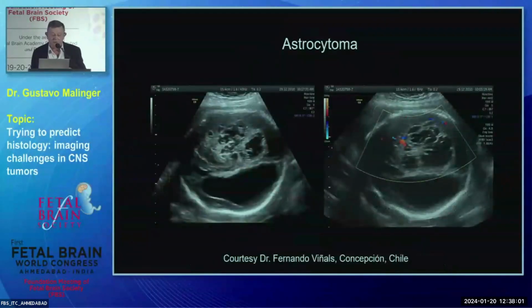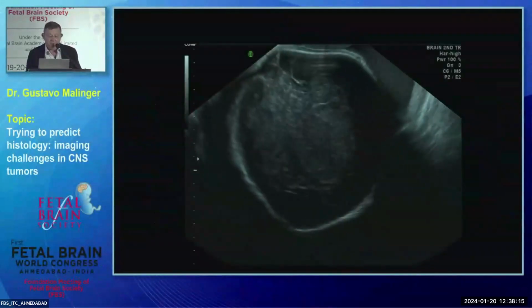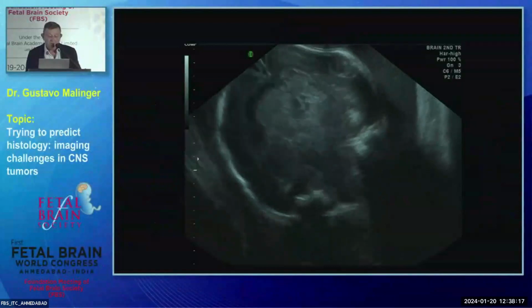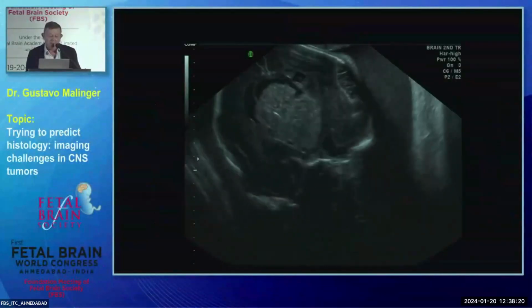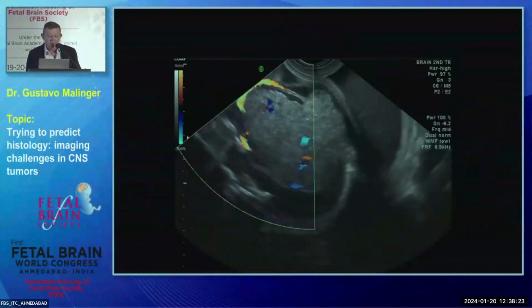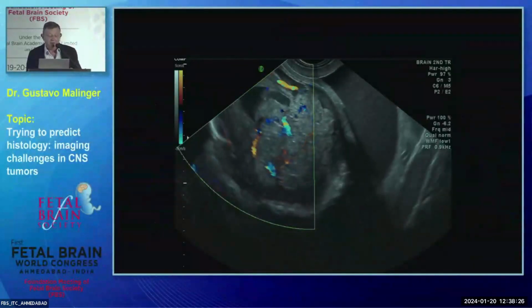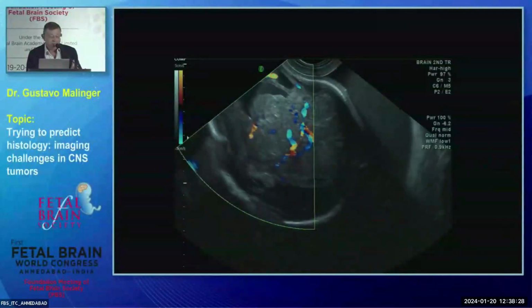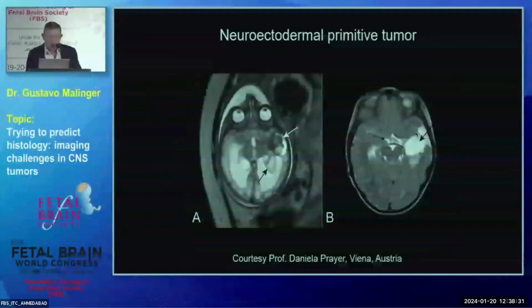These are astrocytomas. Again, they can be solid or cystic, but usually in teratomas you will not see intratumor vessels. In astrocytoma, there are a lot of intratumor vessels. And this is another one that we have in our hospital, again with a very bad prognosis. The moment that you put color, you see that it's very rich, with a lot of vessels, very bad prognosis.